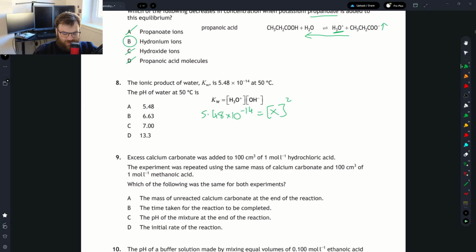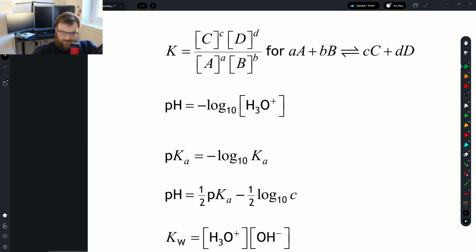So if we want to work out what the concentration of both the H3O+ and the OH- is, we would take the square root of our Kw. That gives us 2.34 times 10 to the minus 7. Back to the relationship sheet.